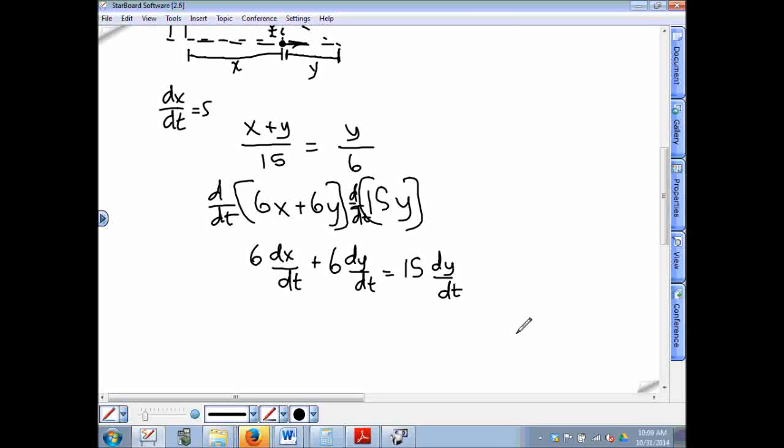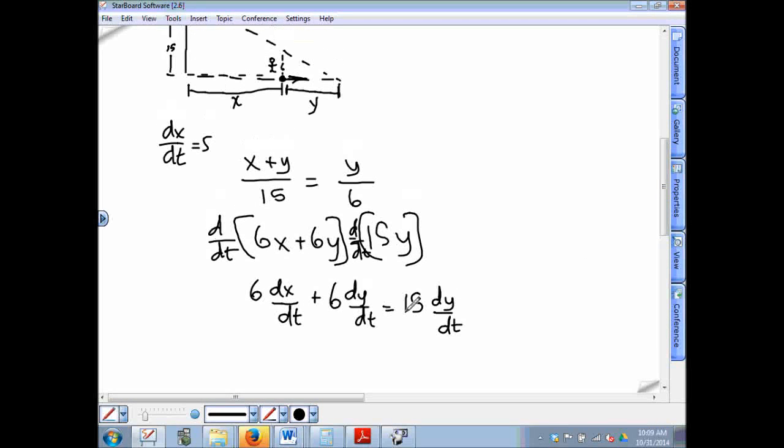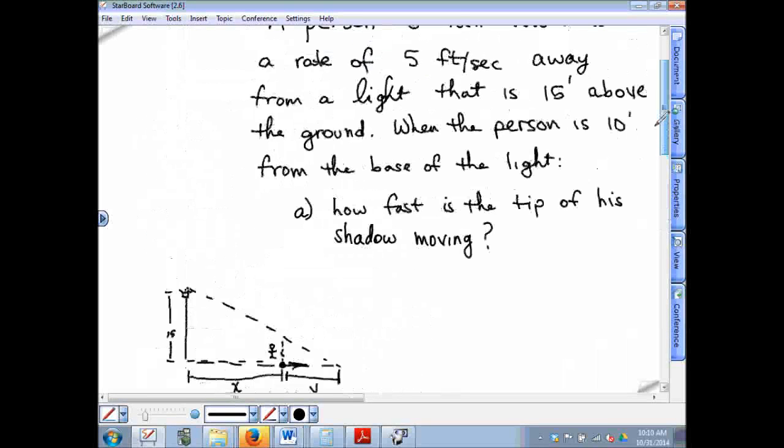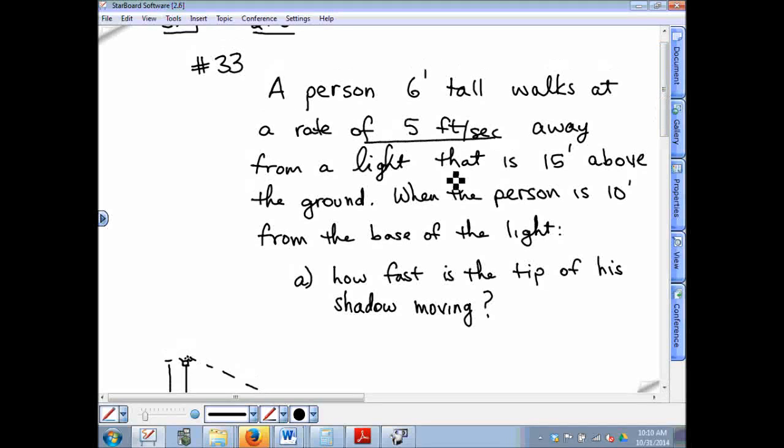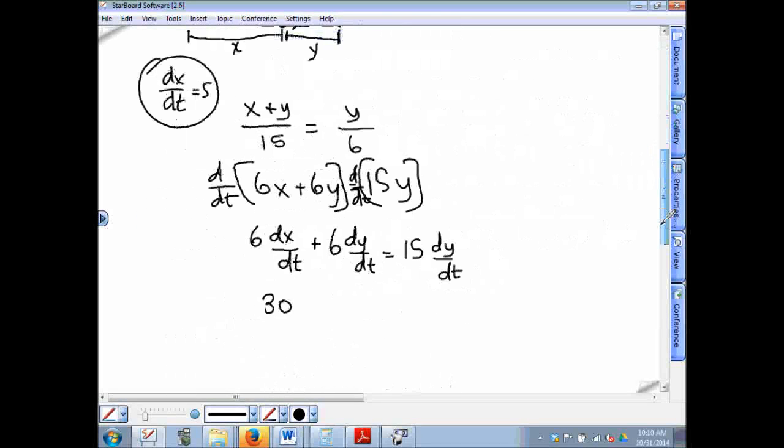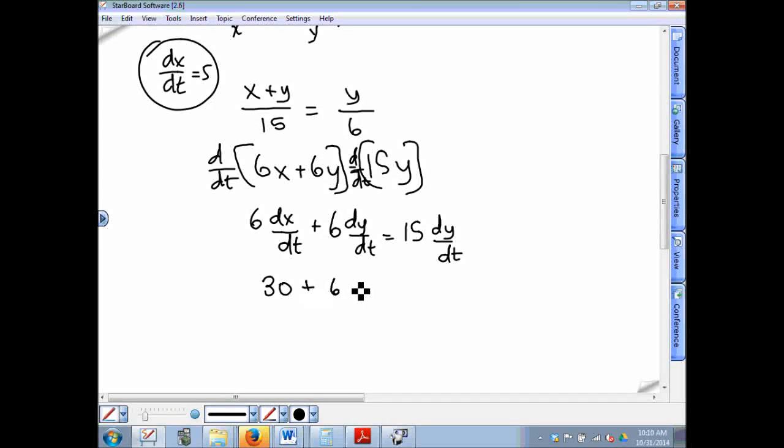Now you simplify it. Do we know one of these unknowns? We know dx/dt is equal to 5, because he's walking at a rate of 5 feet per second. So that changes it to 30 plus 6 dy/dt equals 15 dy/dt. We've got to manipulate this a little bit.